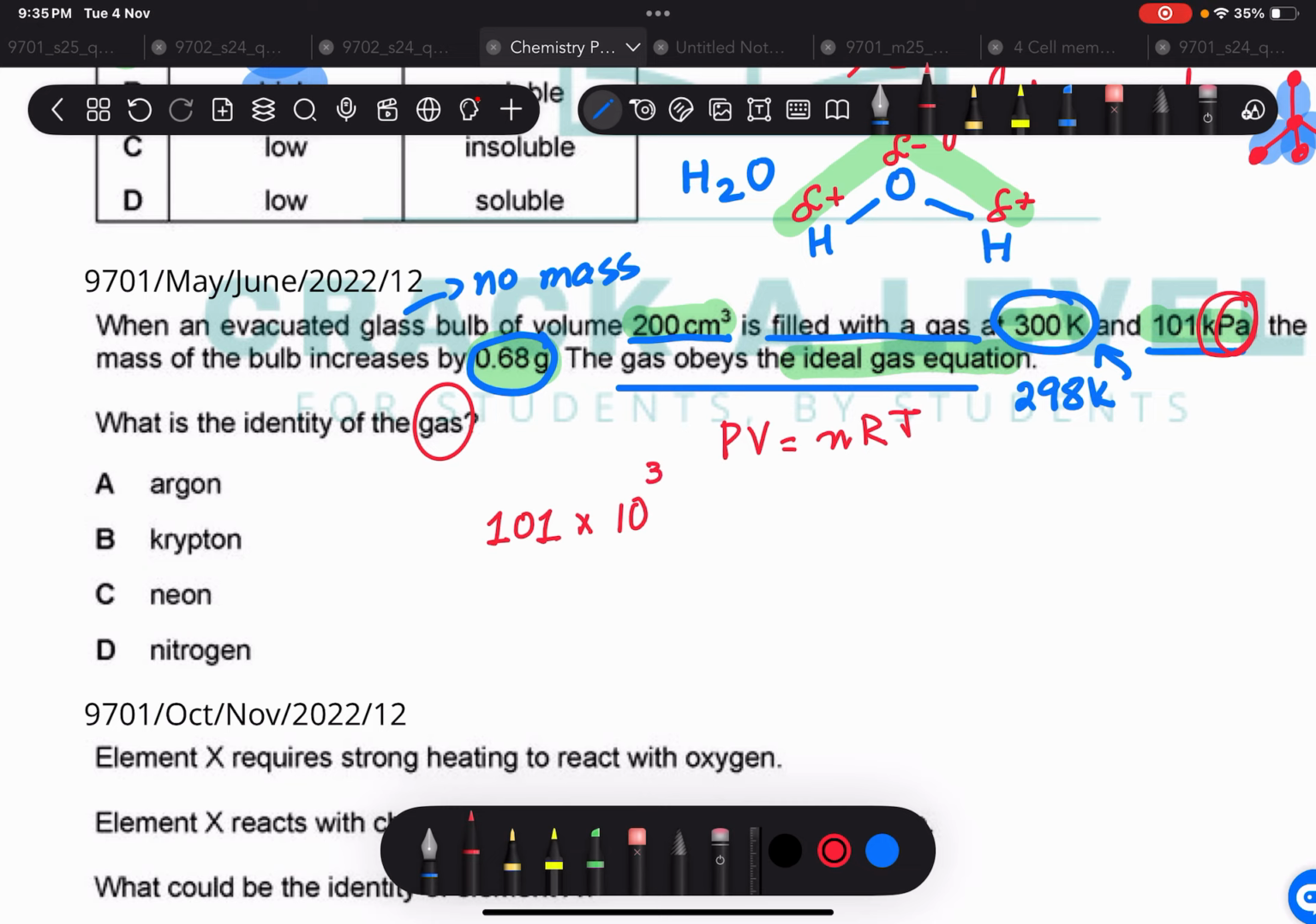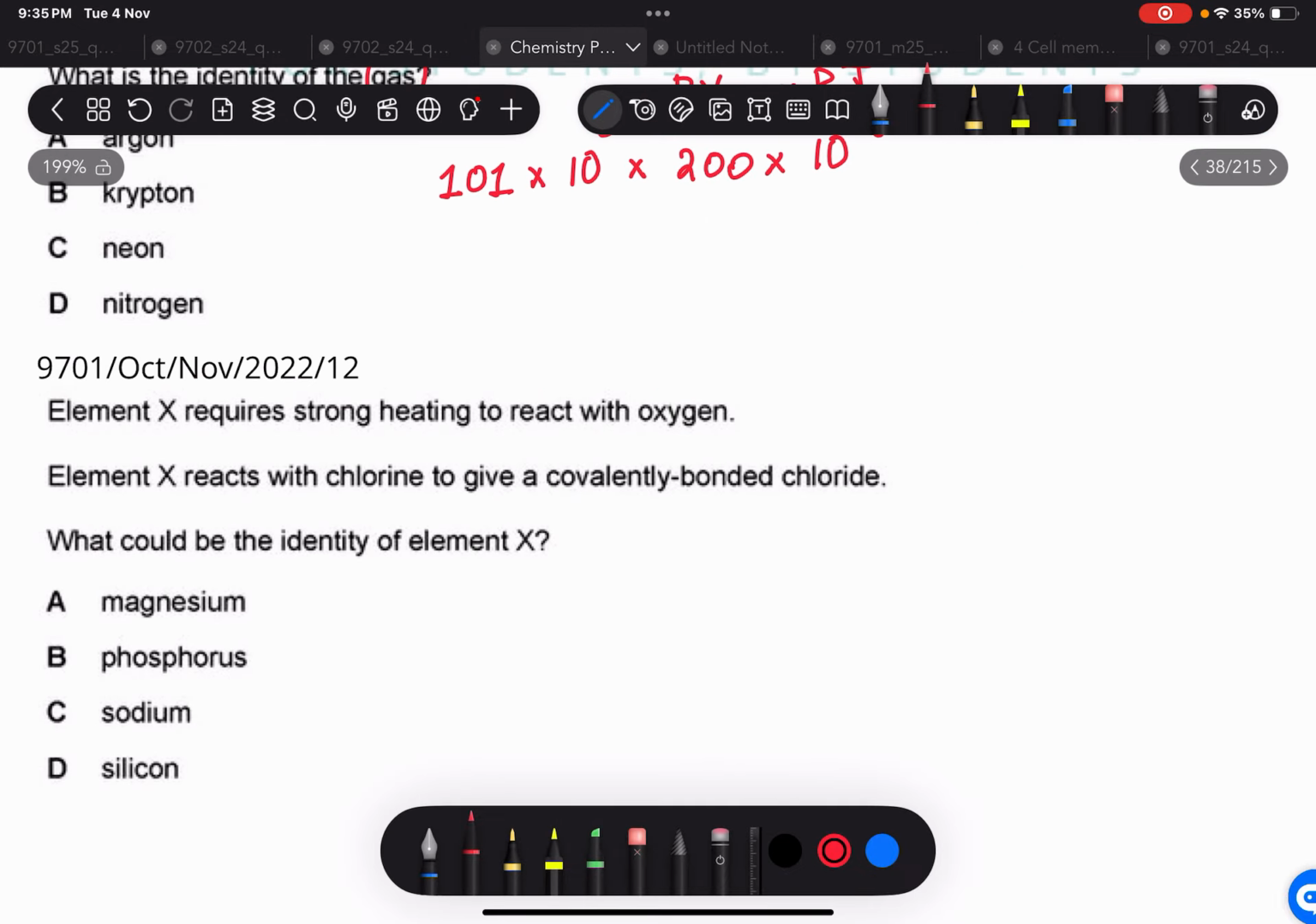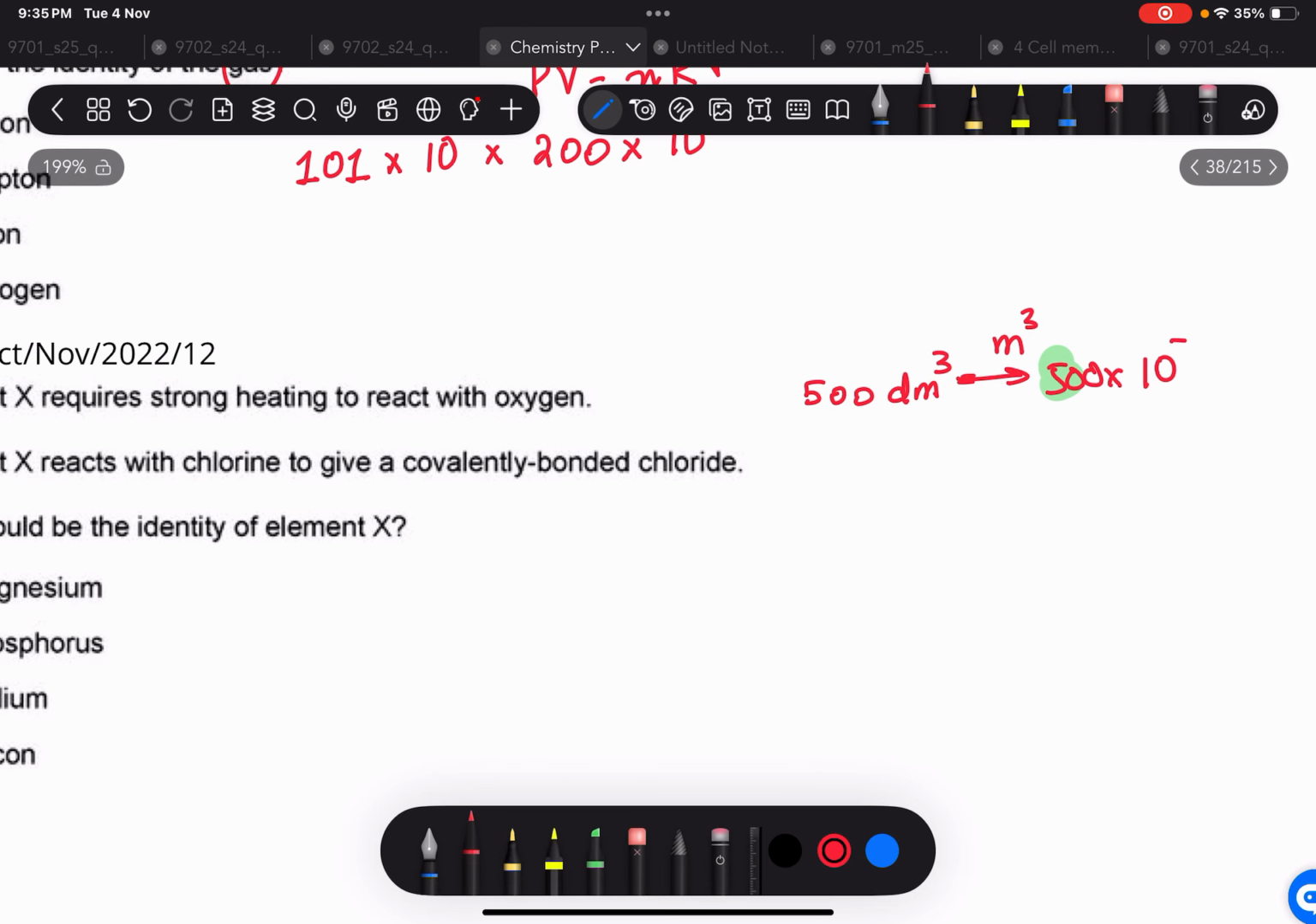Okay, pressure done. Volume is in cm cube, and we have to convert it into meter cube. To convert cm cube into meter cube, we multiply by 10 raised to power negative 6. Just remember this: if you have 500 dm cube, to convert it into meter cube, you multiply 500 by 10 raised to power negative 3.